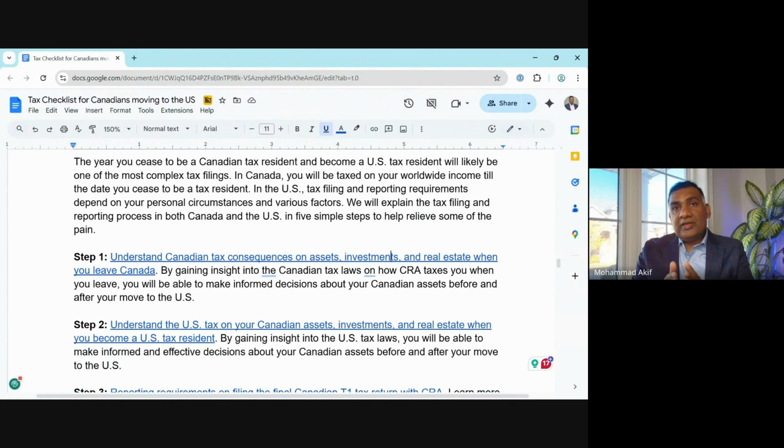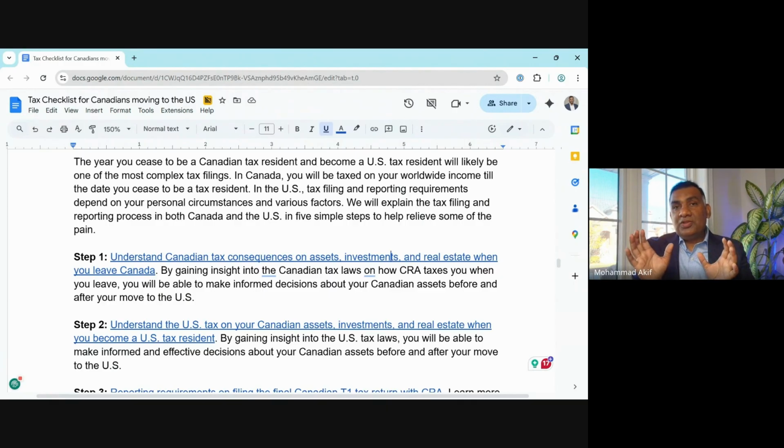Next thing, once you do leave, how the US is going to tax you. That means how the IRS looks at your assets, and then what are the tax implications when you have those assets while you're living in the US, right? That's the second step. So understand, number 1, the Canadian side, and understand the US side of the assets.